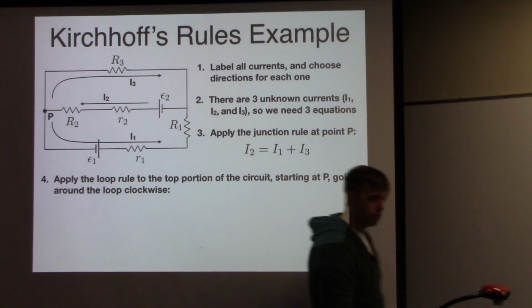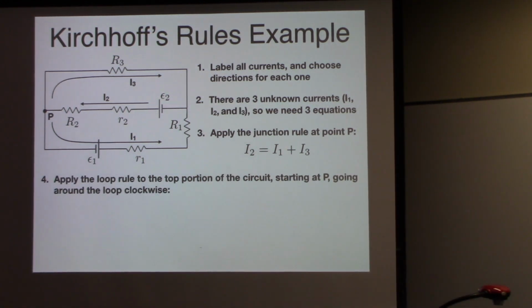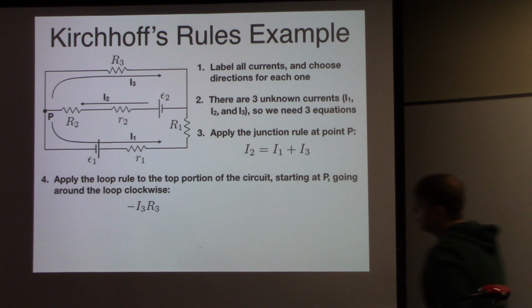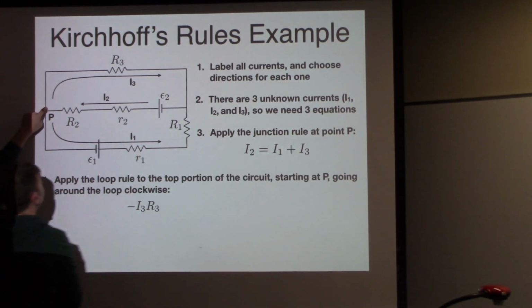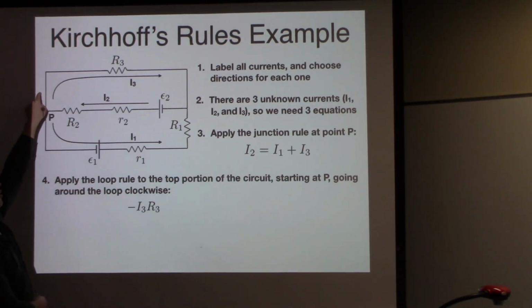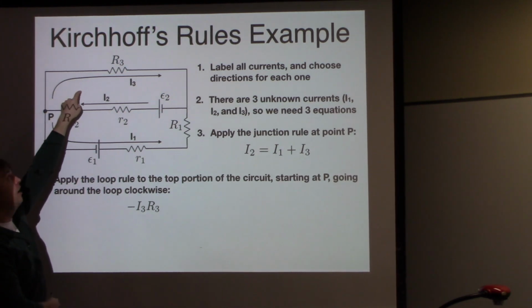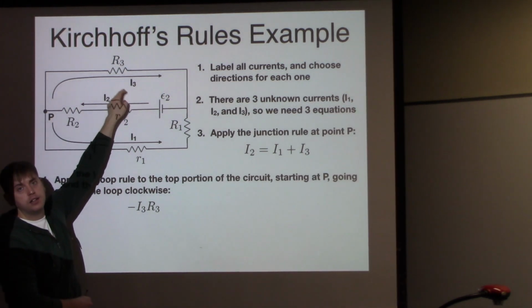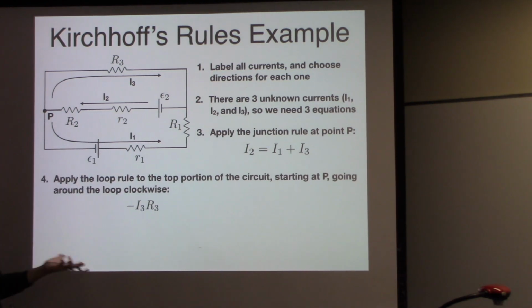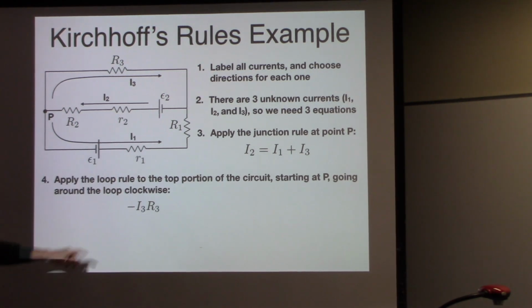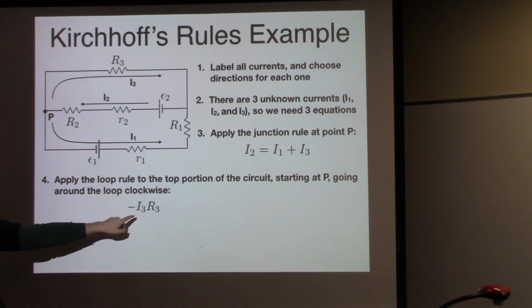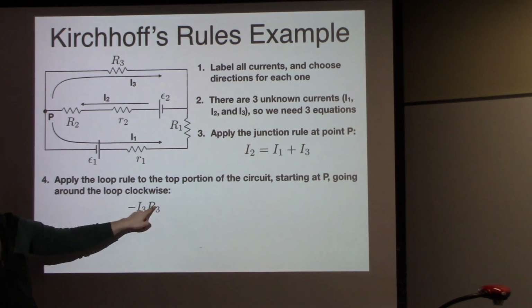So the first one I'm going to do is the top portion of the circuit. We're going to start at point P, and then we're going to go around the loop clockwise. Okay, so let's generate that equation for the loop rule. If we start at point P, which is right here, and then we follow this loop around going clockwise, the first thing we're going to hit is this resistor, R3. Going across the resistor in the same direction of the current gives us a negative voltage, minus I3 times R3.